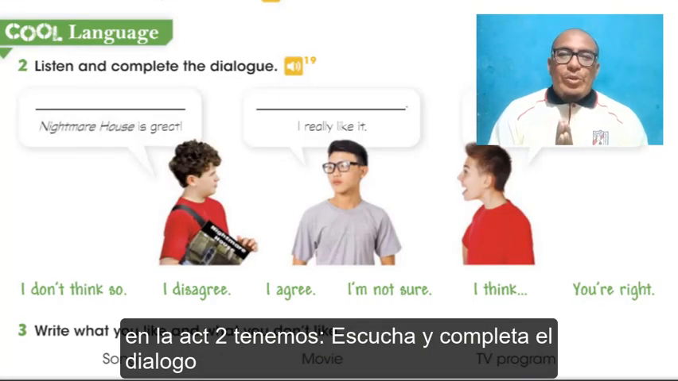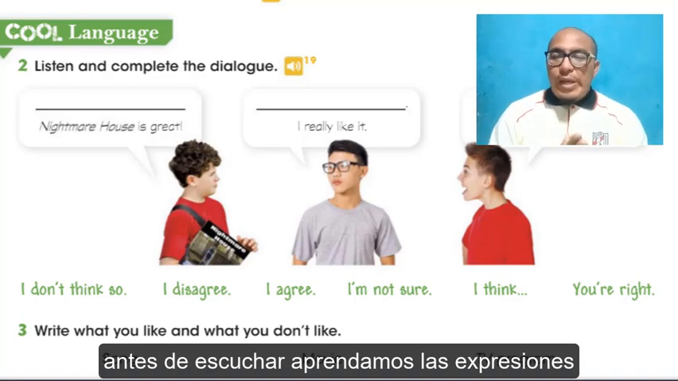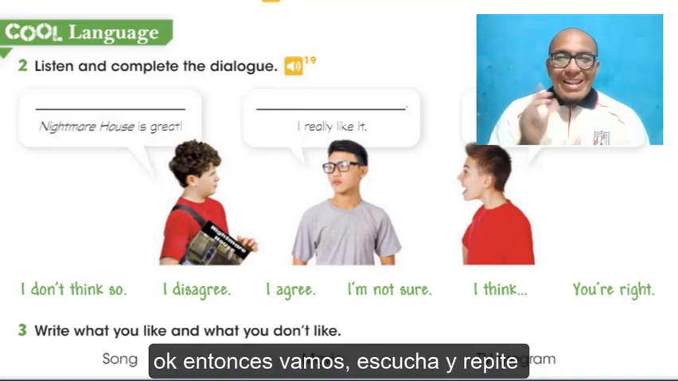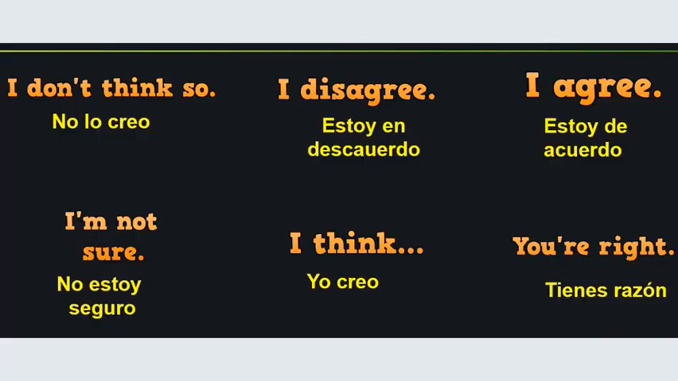In activity number 2, we have listen and complete the dialogue. Before listening to it, let's learn the expressions about agreement and disagreement. Okay, let's go. Listen and repeat.